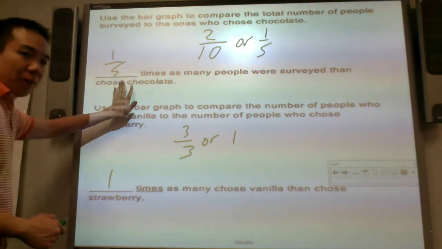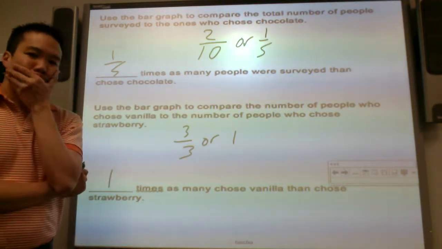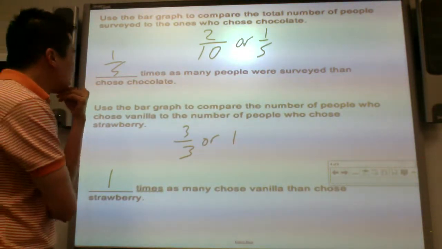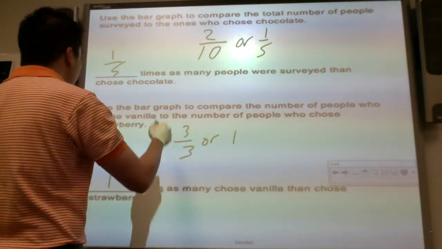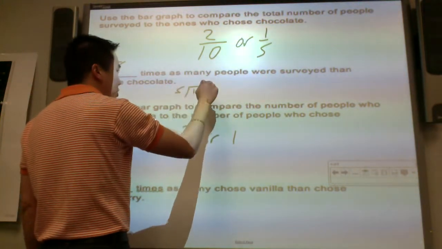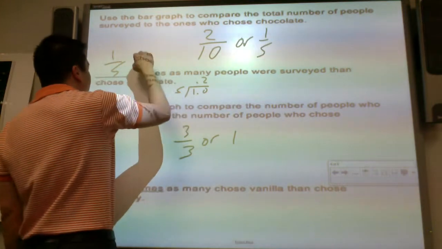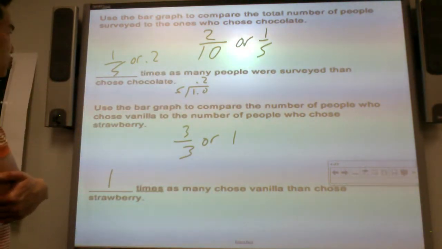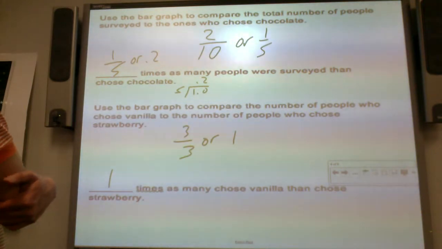Let's go back to this one. Could you turn this to a decimal? You could. I mean, 1/5 is a good number, but what is the decimal? You could divide it. 1 divided by 5. And 5 goes into 10 twice. So 2/10 times as many people were surveyed than chose.